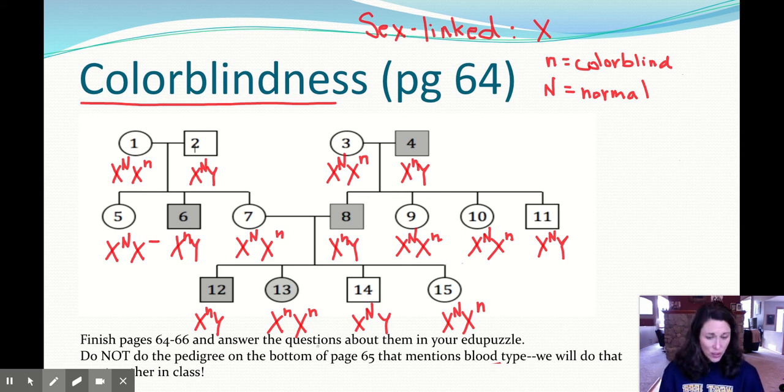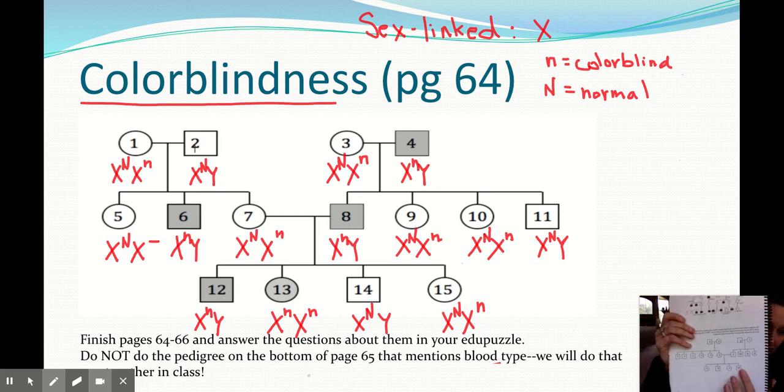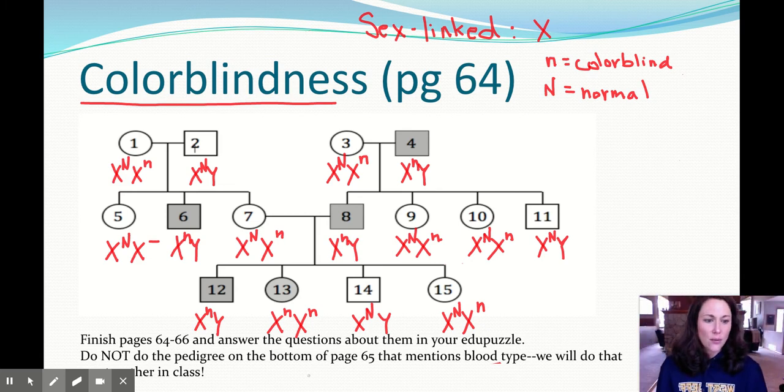You are also going to do the pedigree on page 66 on the top of the page. I'm sorry, on page 65 at the top of the page, but don't do the one on the bottom. It mentions blood type. It's this one. It has A's and O's. You're not quite ready to do that one yet. We haven't talked about it. So go ahead and skip that one.